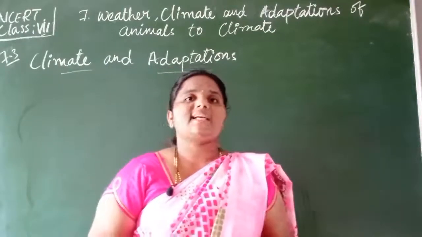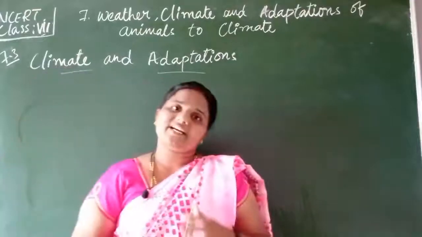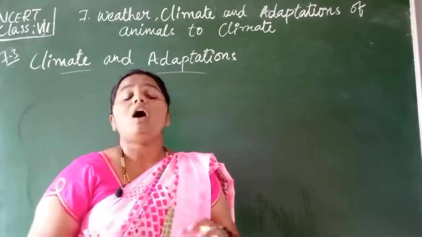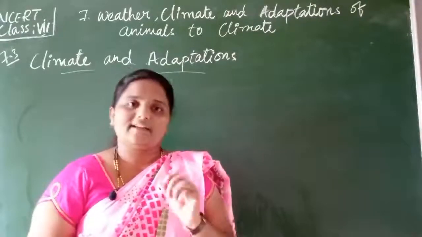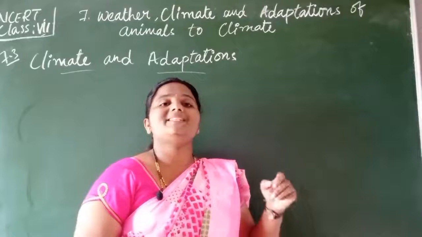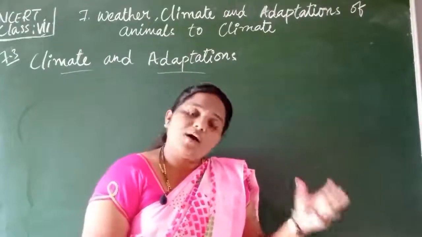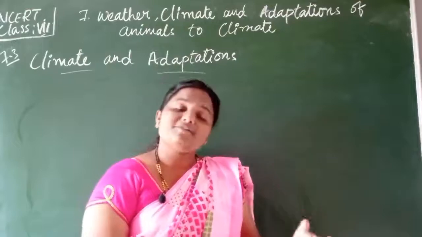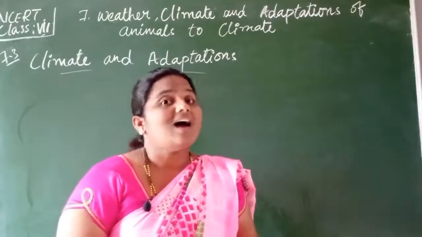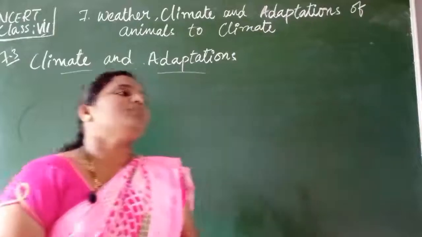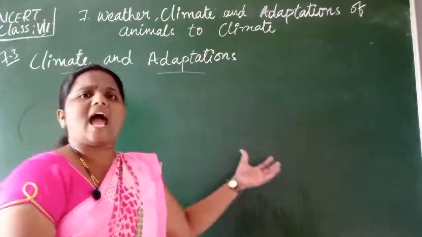So dear children, in today's class, let us study about climate and adaptations. Here, we are going to study how different living organisms adapt according to the climate. Everyone is living on the earth, and the climate plays an important role; it has a profound effect on all living organisms. For example, one particular species survives on the earth because of the climatic region it is suited to. So climate is very important for the survival and existence of any living organism.